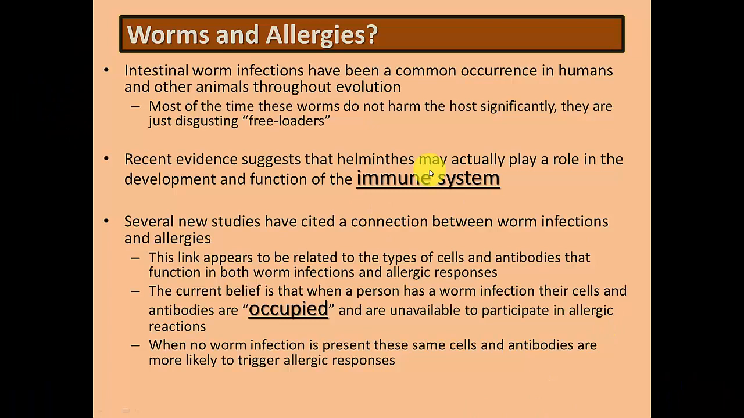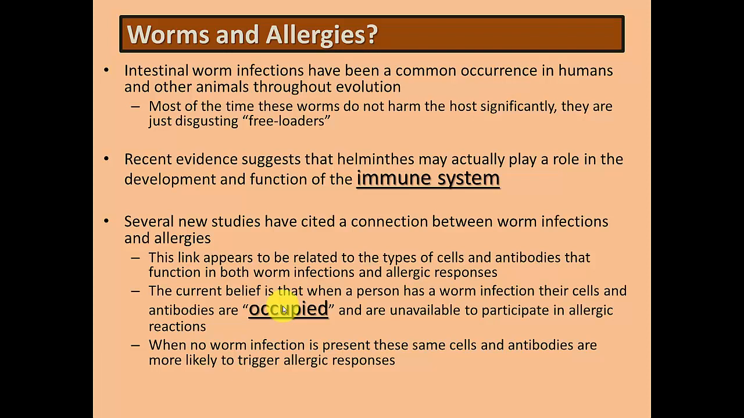But there's actually some pretty specific links to certain types of cells in our immune system, and this is all fairly well proposed based on how the different parts of our immune system work. So basically the idea is at one point our immune system was occupied. When we removed the worms, we essentially freed those immune cells up to react in other ways.